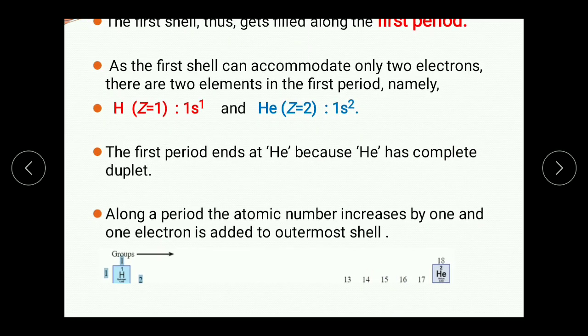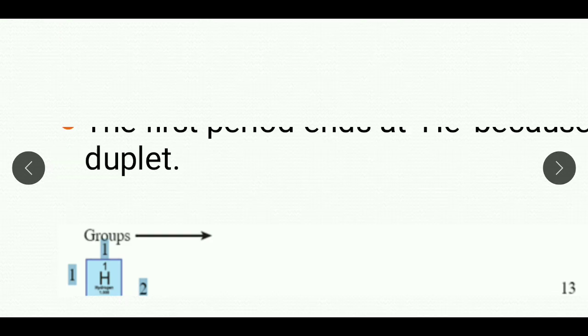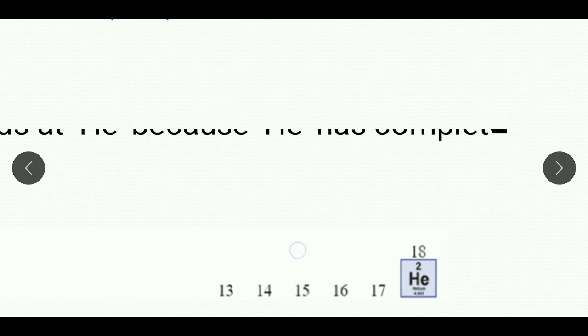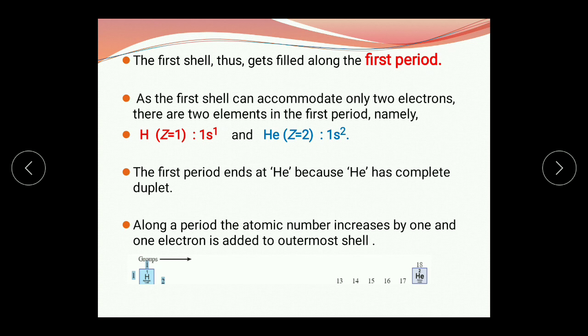In between there are no elements. Hydrogen with atomic number 1 and helium here with atomic number 2, that means 1s1 for hydrogen, and for helium 1s2. You write helium with 2 only, that means first shell, s subshell, 2 electrons. Those are written as a superscript above the level.